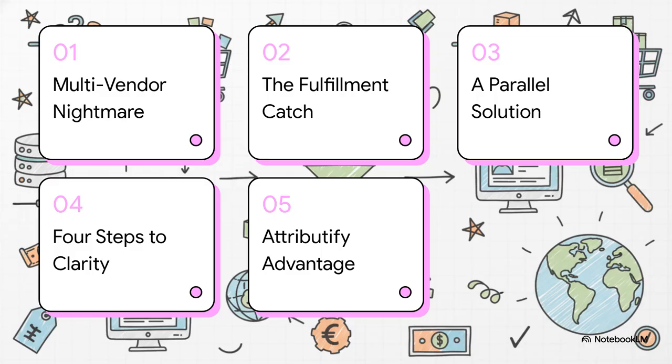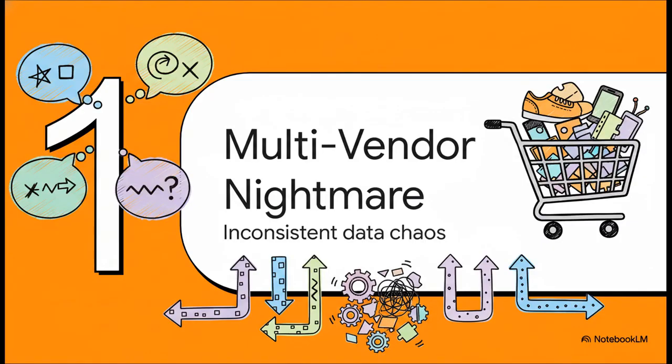So here's how we're going to break it down. First, we'll dive into what I'm calling the multi-vendor nightmare to really see why this is such a headache. Then we'll uncover this hidden little trap called the fulfillment catch that stops most people from fixing it. After that, we'll look at a parallel solution, walk through the 4 steps to clarity that make it work, and finally, see what the Attributify advantage is all about. All right, let's get right into it.